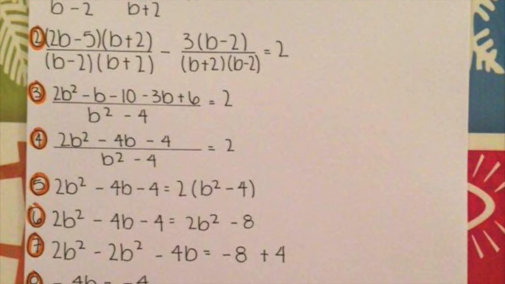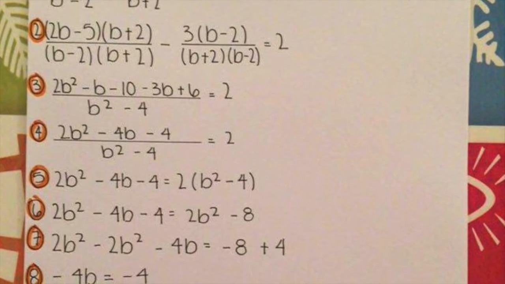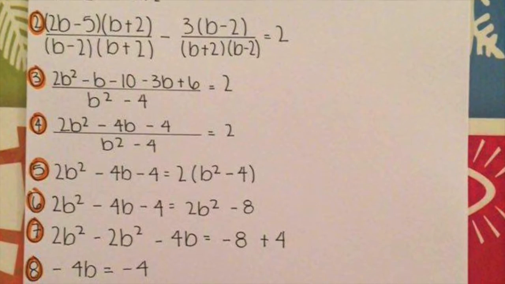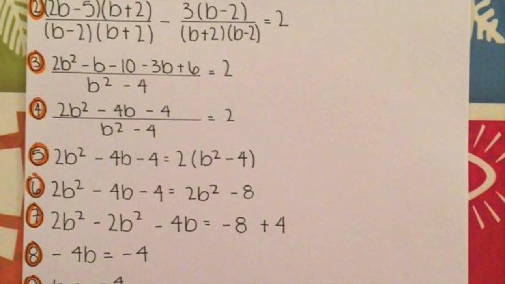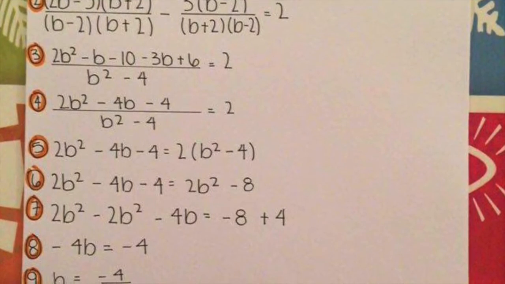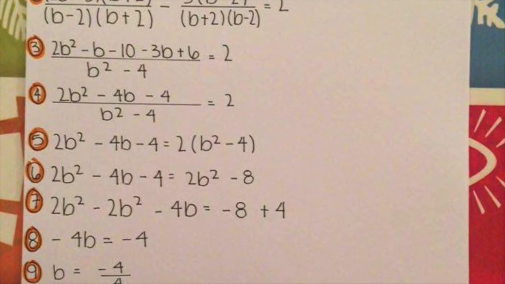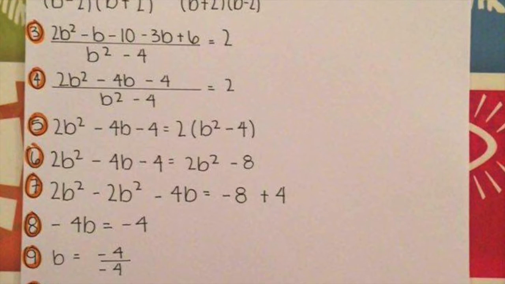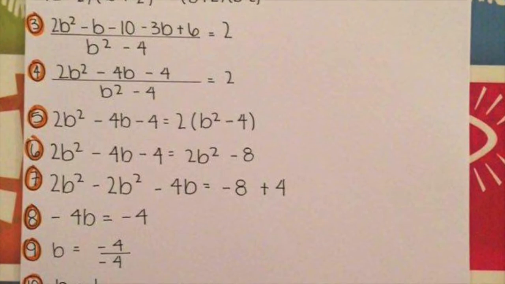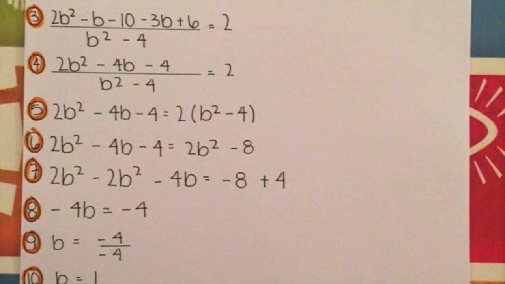Then if you look at step number 4, you will see that you have 2b squared minus 4b minus 4 over b squared minus 4 equals 2. You send the denominator of that fraction multiplying to the other side, so you don't have a fraction anymore. Then you will have 2b squared minus 4b minus 4 equals 2 times b squared minus 4.